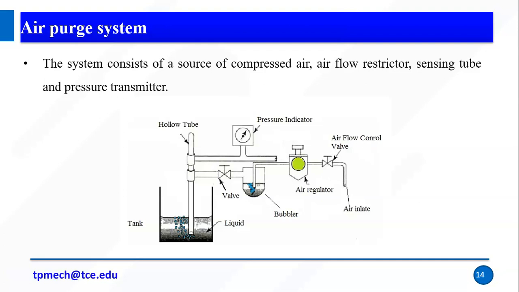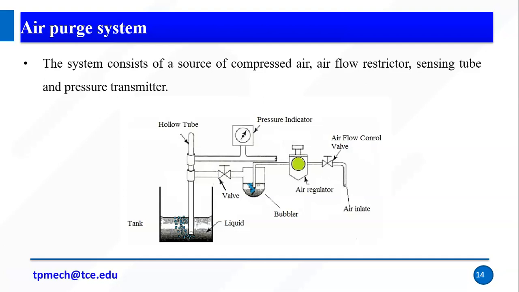Again, the air regulator: if any moisture content or any other foreign particles are present in the air, it will segregate them with the help of the air regulator. So we have an air flow control valve and air regulator. That air regulator is connected with the glass tube called the bubbler. And we have another valve, a flow control valve, and it is connected to the hollow tube. That is the construction.